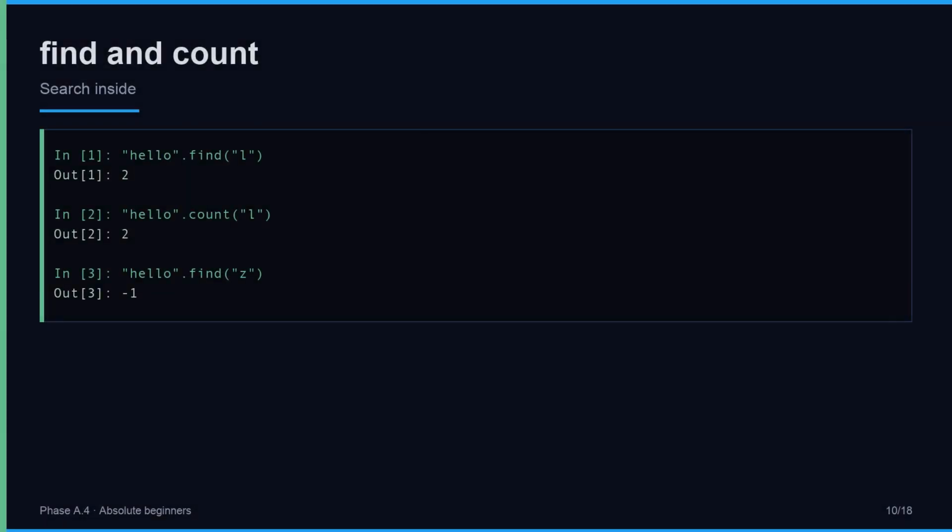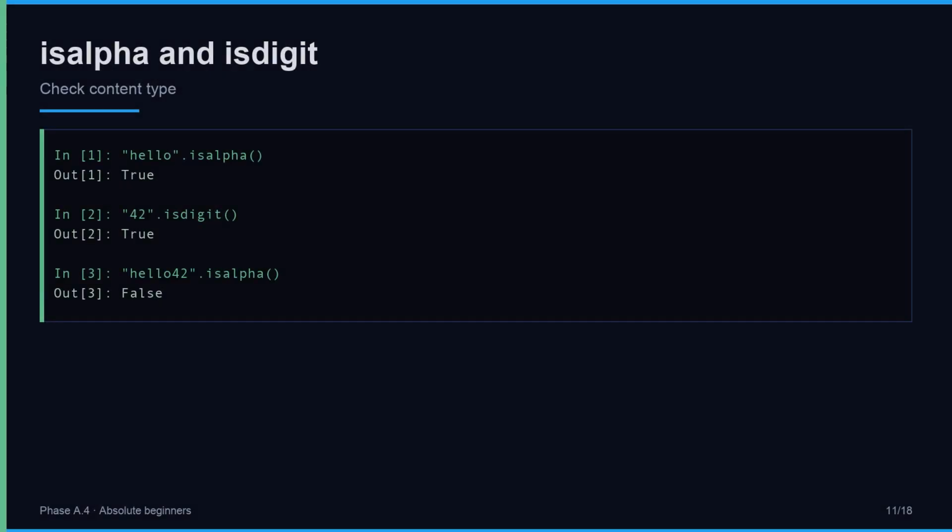Find returns the position of the first match. hello.find L gives 2, the first L is at position 2, counting from 0. Count returns how many times something appears. hello.count L gives 2, there are 2 L's. If find returns -1, the substring is not there. These methods are your search tools inside strings.